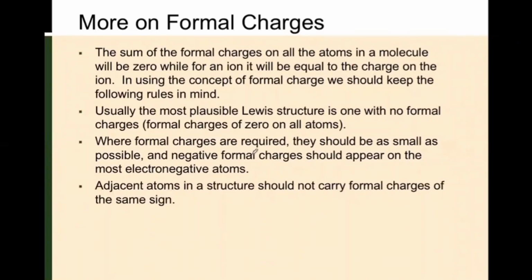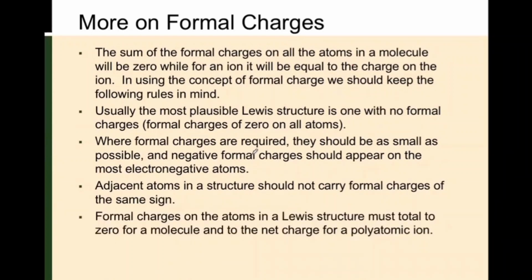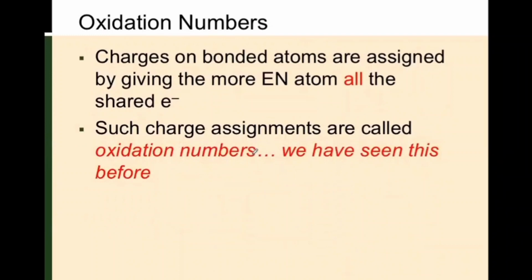Adjacent atoms in a structure should not carry formal charges of the same sign. So we shouldn't have two positive formal charges beside each other. That shouldn't happen. Formal charges on the atoms in a Lewis structure must total to 0 for a molecule and to the net charge for a polyatomic ion.